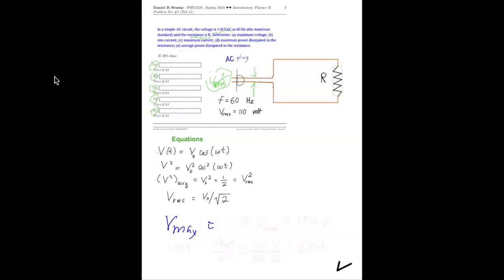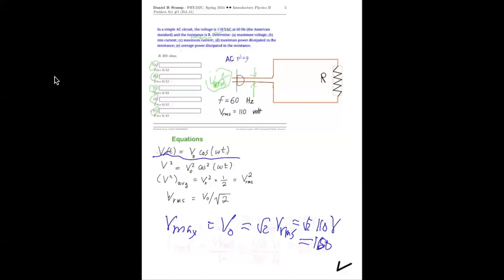Let's go back. Looking at this, the maximum voltage will be V0. And looking at this, that's the square root of 2 VRMS. So that's the square root of 2 times 110 volts. And that's about 150 volts or something.